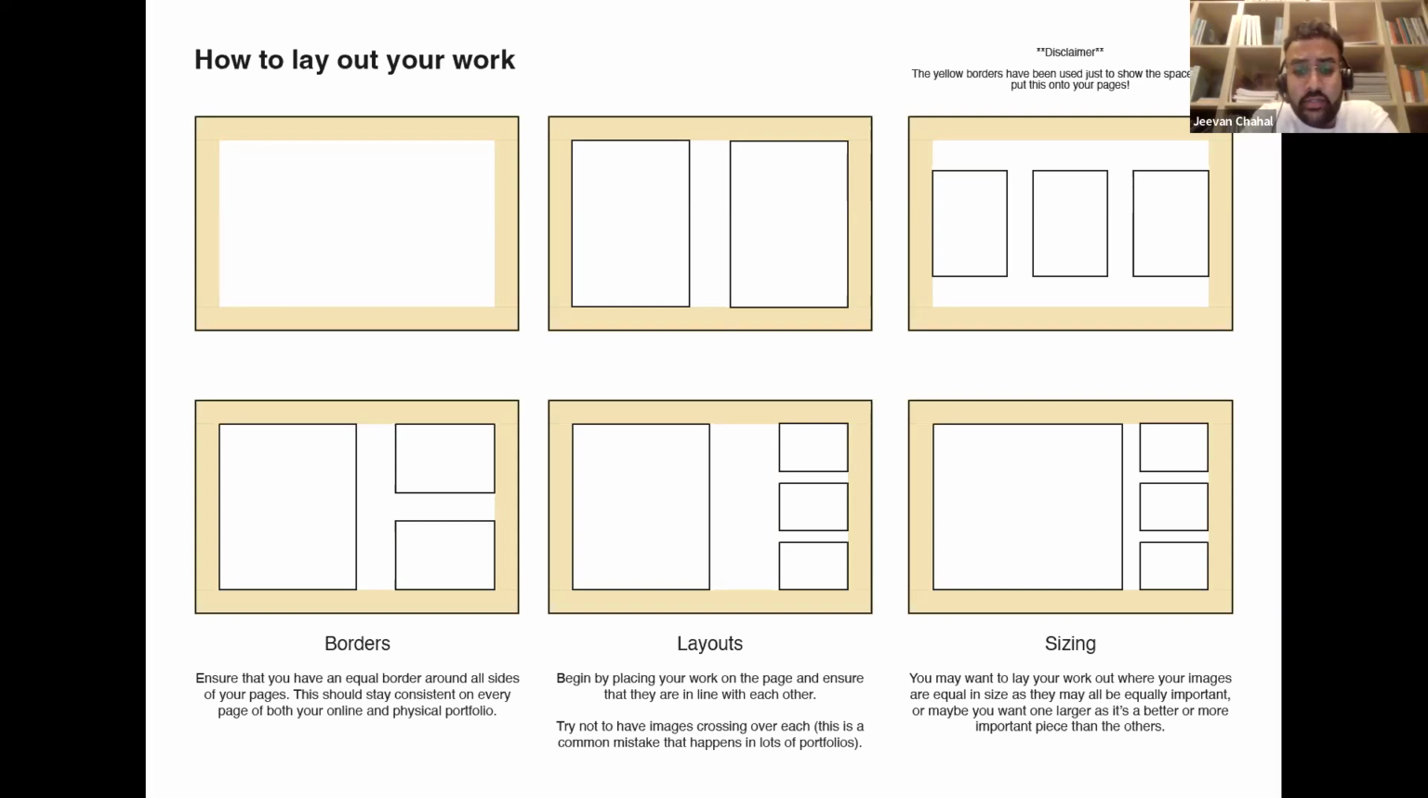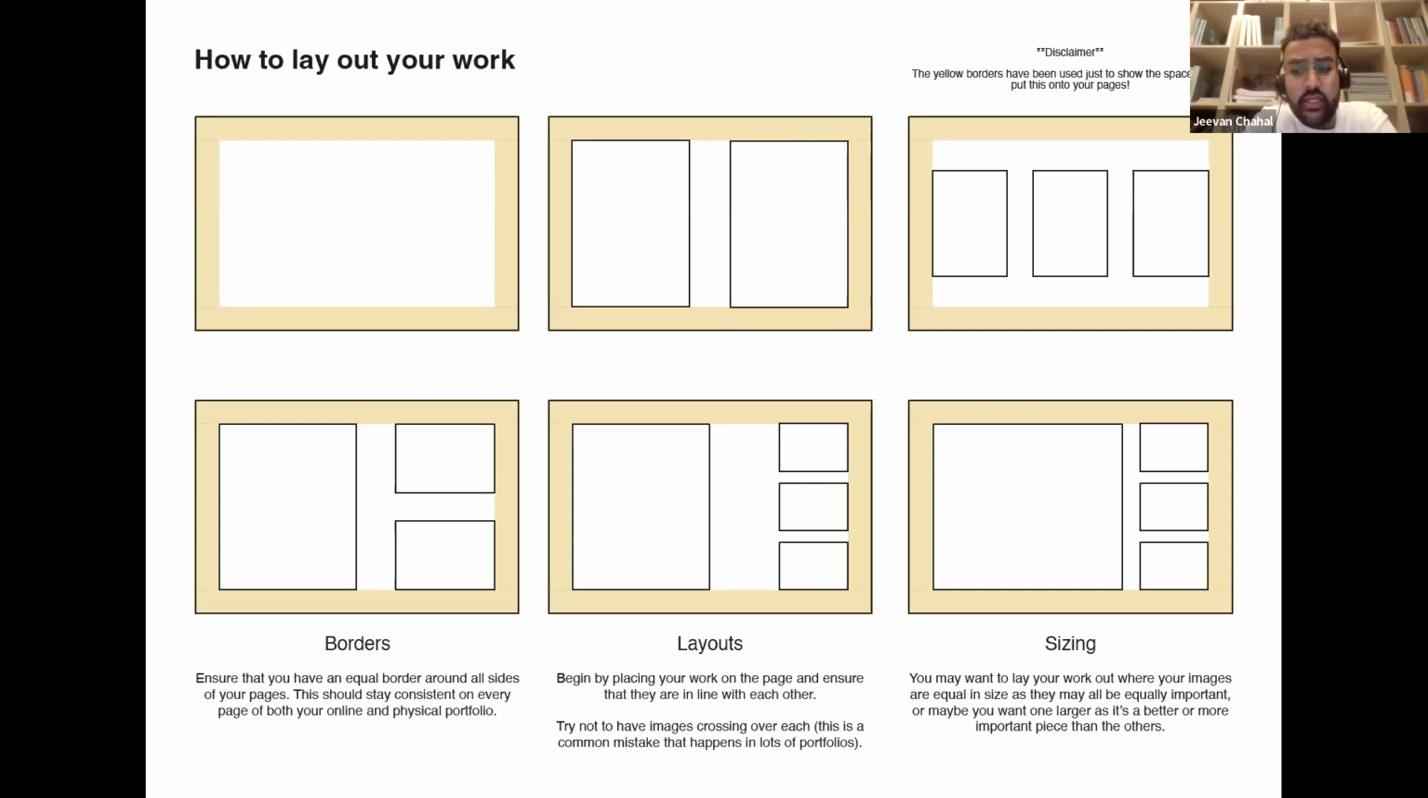The next thing is layouts. So begin by placing your work on the page and ensure that they are in line with each other. So that's also something that we keep in mind, is making sure all your photos and all your images are in line with each other, just to keep it nice and clean and concise. Try not to have images crossing over or overlapping. This is a common mistake that I find in a lot of portfolios. It's something that really distracts the reader when they're looking at your work.